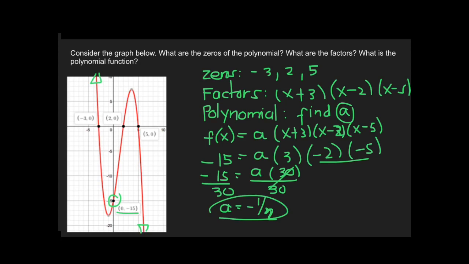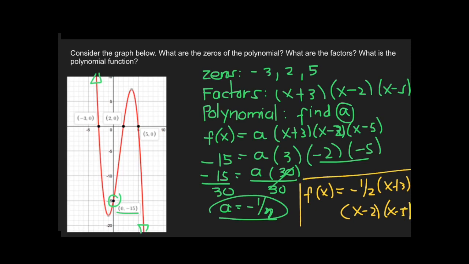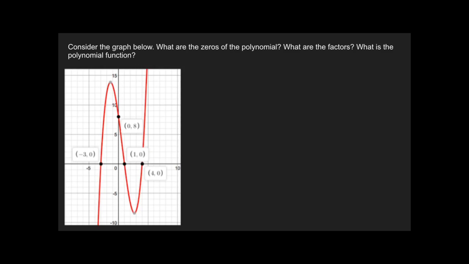So if we're going to rewrite our function, then we'll be using that a this time. So f of x is equal to -1/2. Multiply this to all the factors. So x plus 3, x minus 2, and x minus 5. This is our polynomial function, and this is the graph of that polynomial function. So take note, we started with finding the zeros, then factors, and then we find the value of a by manipulating our equation. Let's have another example, and hopefully this will be easy for you to do.